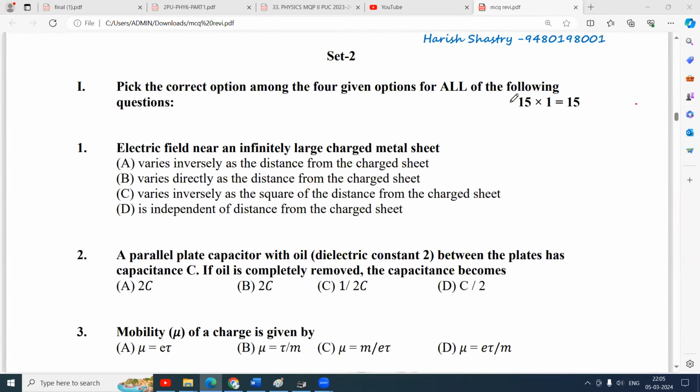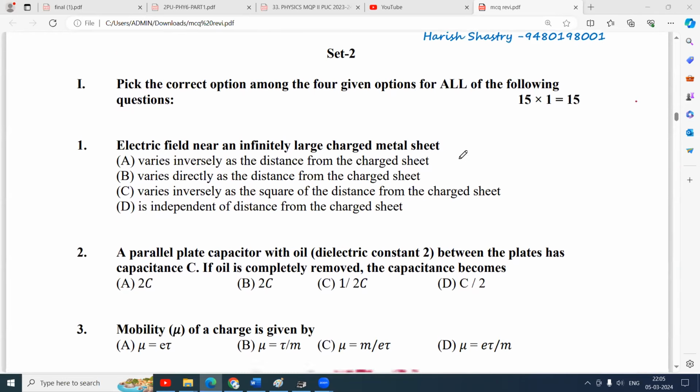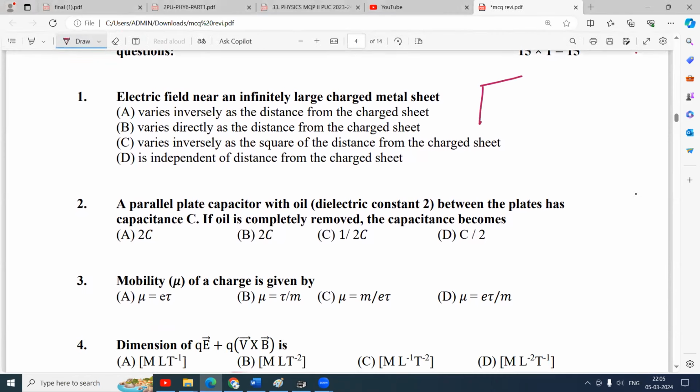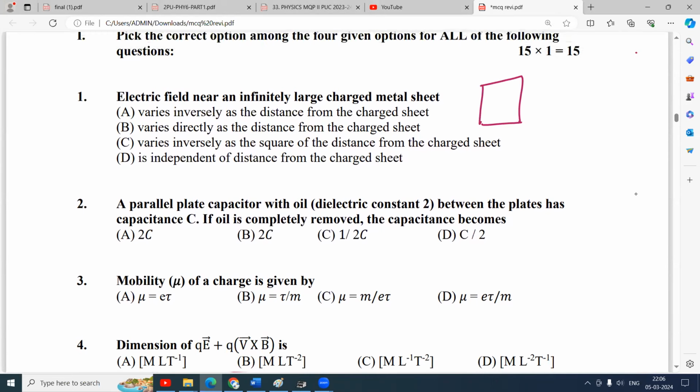Here is the first question. Electric field near an infinitely large charged metal sheet. So if you have an infinitely large charged metal sheet, how does the electric field vary with the distance? Varies inversely as the distance from the charge sheet. Second option, varies directly as the distance from the charge sheet, and doesn't depend on the last one.